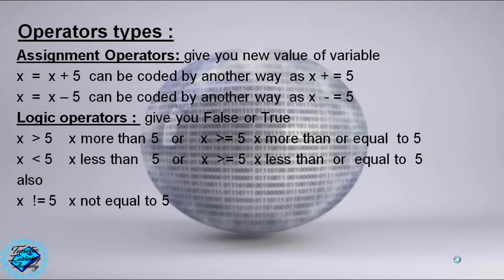Assignment operators give a variable a new value. x = x + 5 can be coded another way as x += 5. Also, the same for x = x - 5, which can be coded as x -= 5.